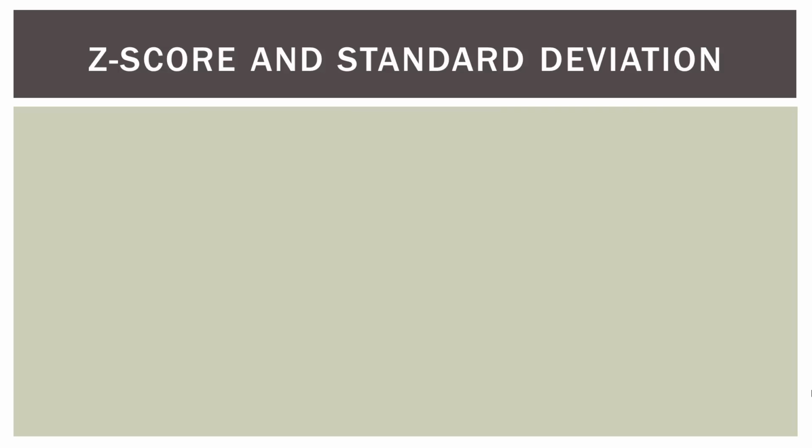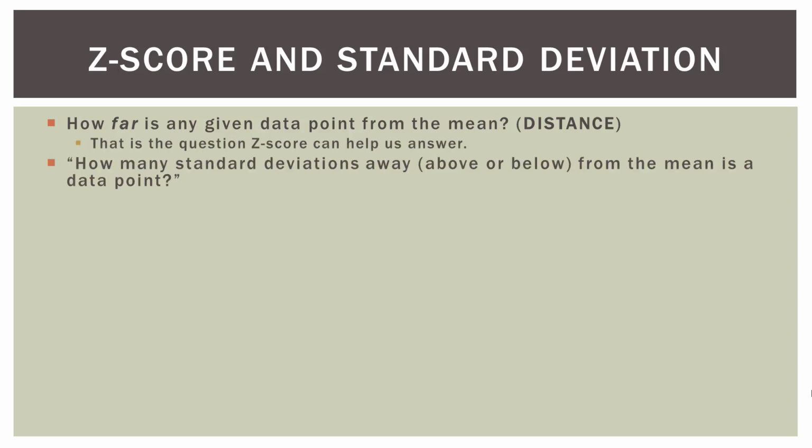So let's talk about z-scores and the relationship to the standard deviation. How far is any given data point from the mean? And when I say how far, I actually mean distance. I want you to think about the z-score as a measure of distance. How many standard deviations away, above or below, from the mean is any given data point? That could be above the mean or below the mean. If we're looking at a line graph, above the mean would be to the right, and below the mean would obviously be to the left.